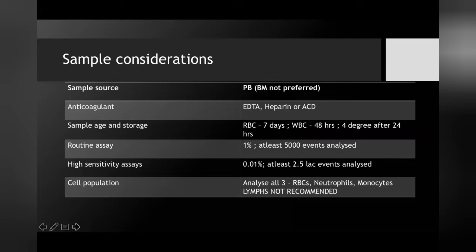EDTA blood is well and good. You can also do it on heparin or ACD anticoagulated blood. Previously, it was said that for PNH, we could keep the sample for 7 days if we are looking at the RBCs, while the WBCs needed to be evaluated within 48 hours. But the latest recommendations say that the sample should be analyzed within a maximum of 48 hours.